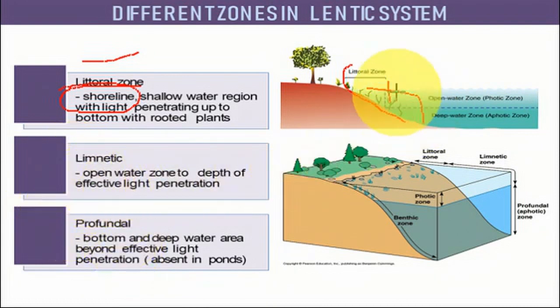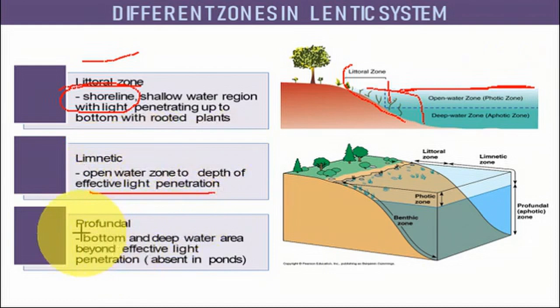This is open water, the surface of the water, whatever it may be, a pond or lake, the rest of the surface of the water, the whole surface of the water, you can say this is the limnetic zone, where effective light penetration can take place. Then you can find profundal zone like the marine ecosystem. If you remember, the profundal zone is the bottom and deep water area of the aquatic body where effective light penetration is not available.